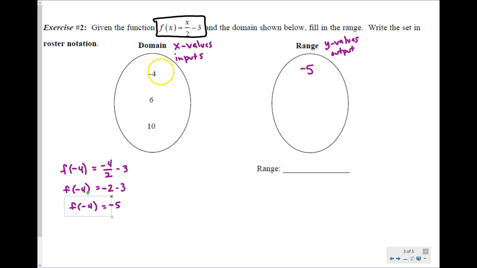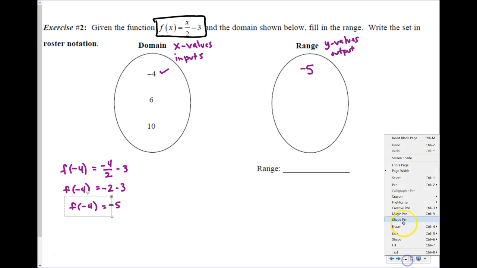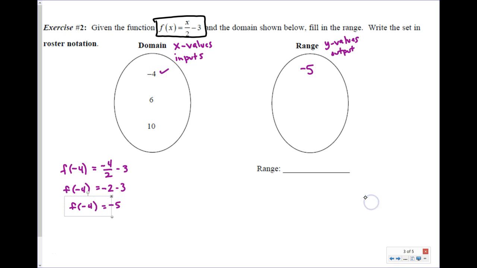Okay, so that's -4, check. Now let's do f of 6. That's my next one. Again, I'm going to plug it in, so I get 6 over 2 minus 3. So f of 6 equals 3 minus 3, which simplifies to 0. So my next range value is 0, so I'm done with f of 6.